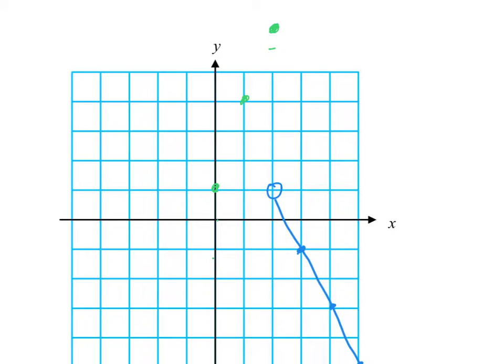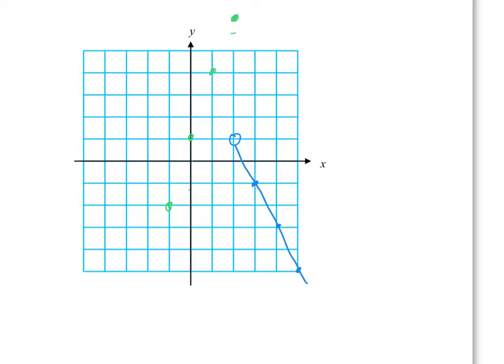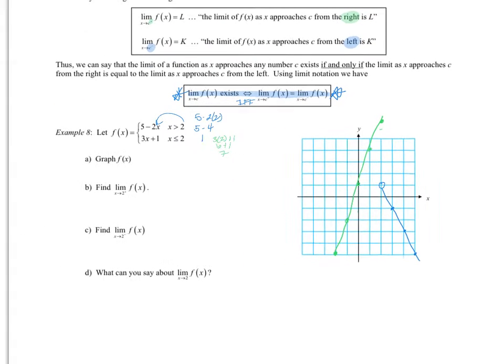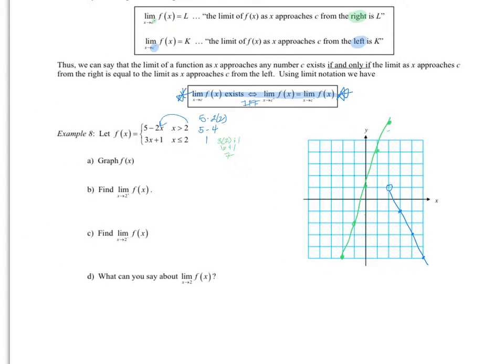Up 3 over 1, up 3 over 1. Okay, connect them. Whoops, that's not so hot. Alright. So let's answer some of the questions. So we graphed it, since there is a graph to work with.